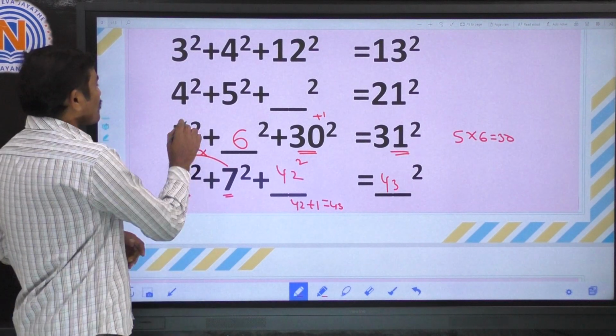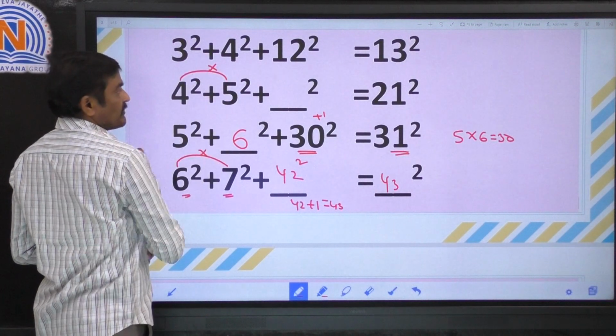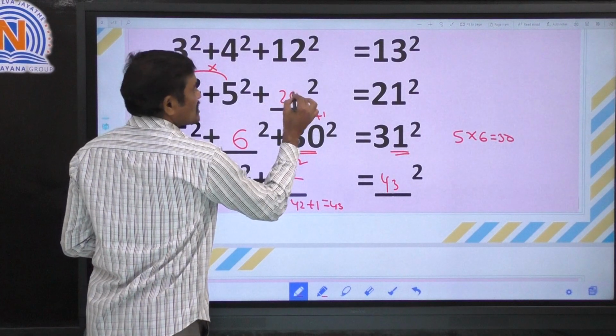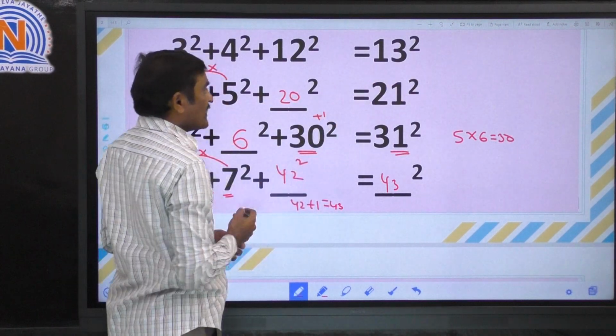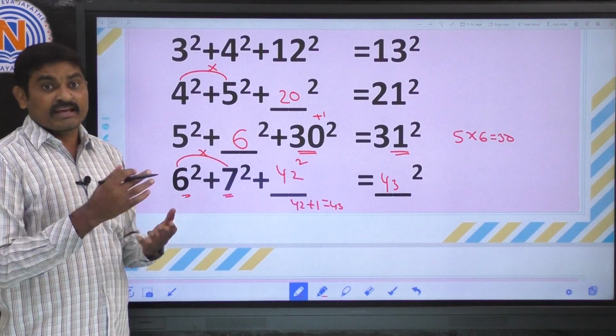Once again here, 4 square plus 5 square. You have to multiply 4 into 5. Here we will get 20 square, which is equal to 21 square. So is this equation true or false? Let us verify. We can verify also.